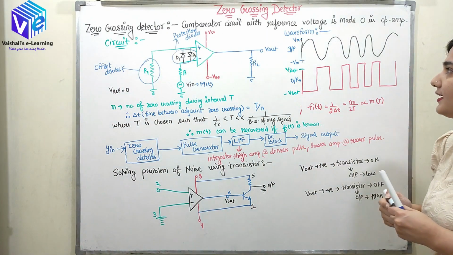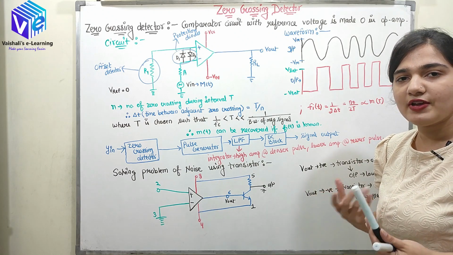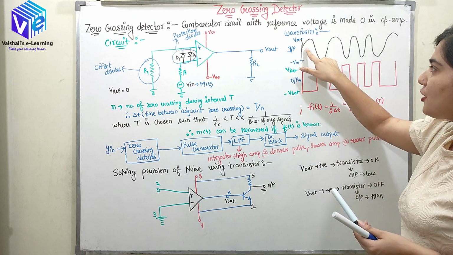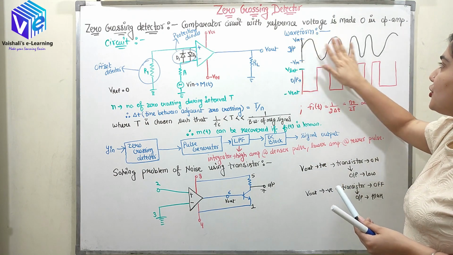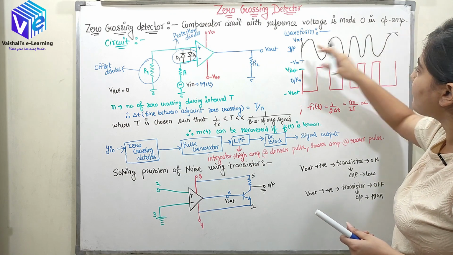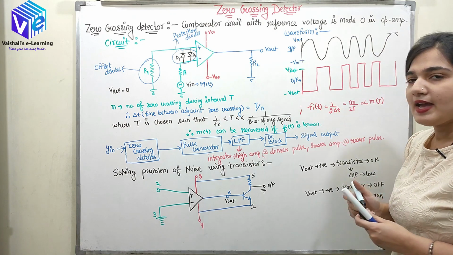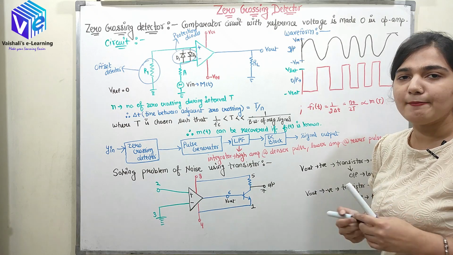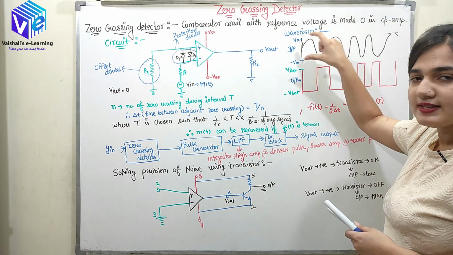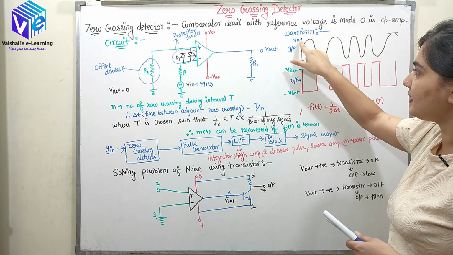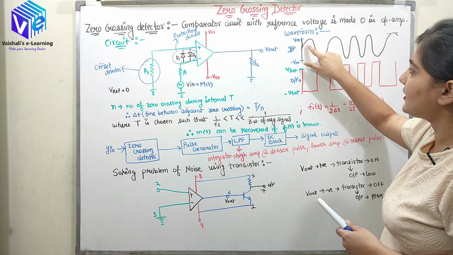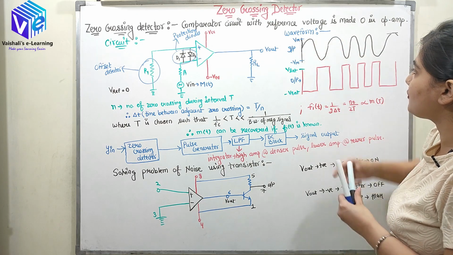So let's consider the waveforms. With the help of the waveform, we'll try to understand how this circuit is working. Now this is my input waveform. You can see I have a constant amplitude. I have taken the amplitude to be constant at Vm and minus Vm, which is the amplitude of the carrier signal. Whatever the amplitude of the carrier signal was, I have taken it as the amplitude of the waveform.